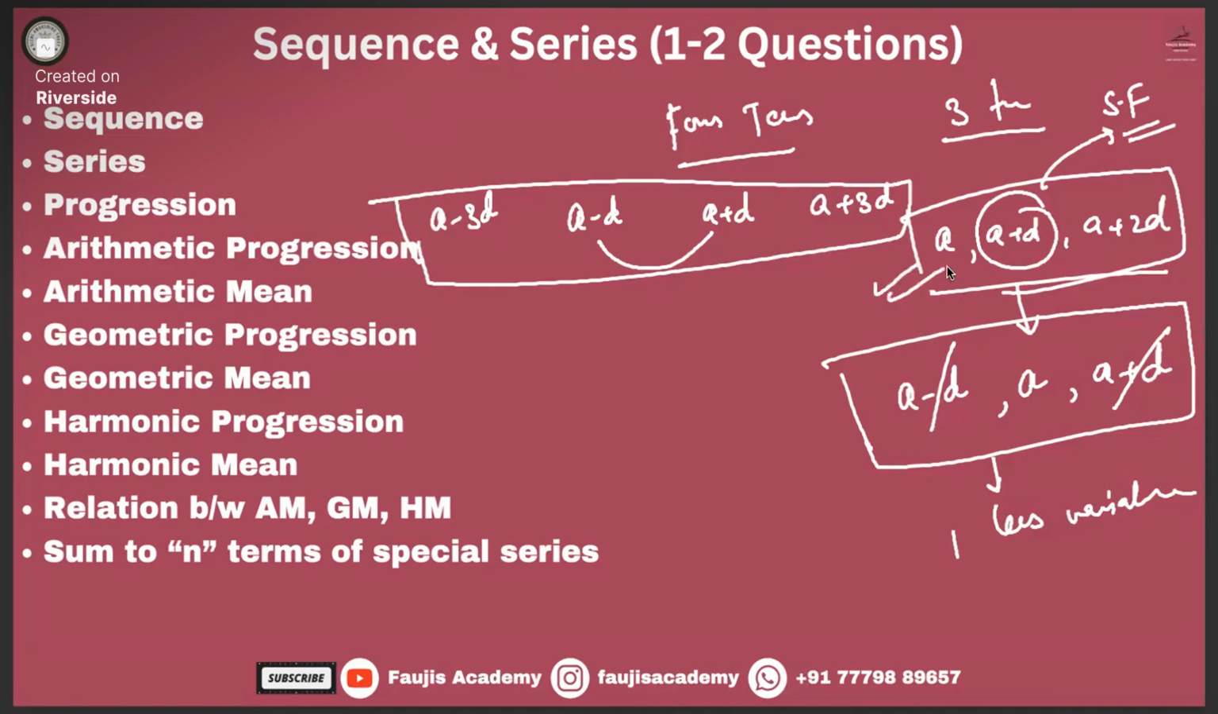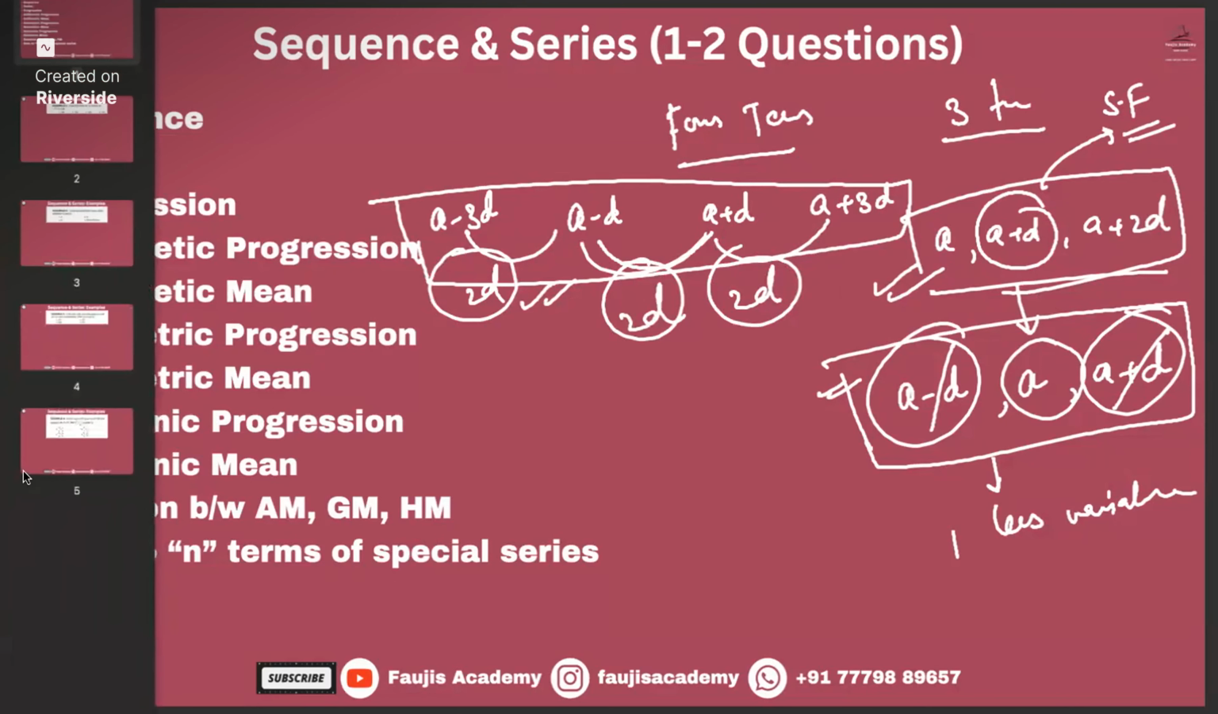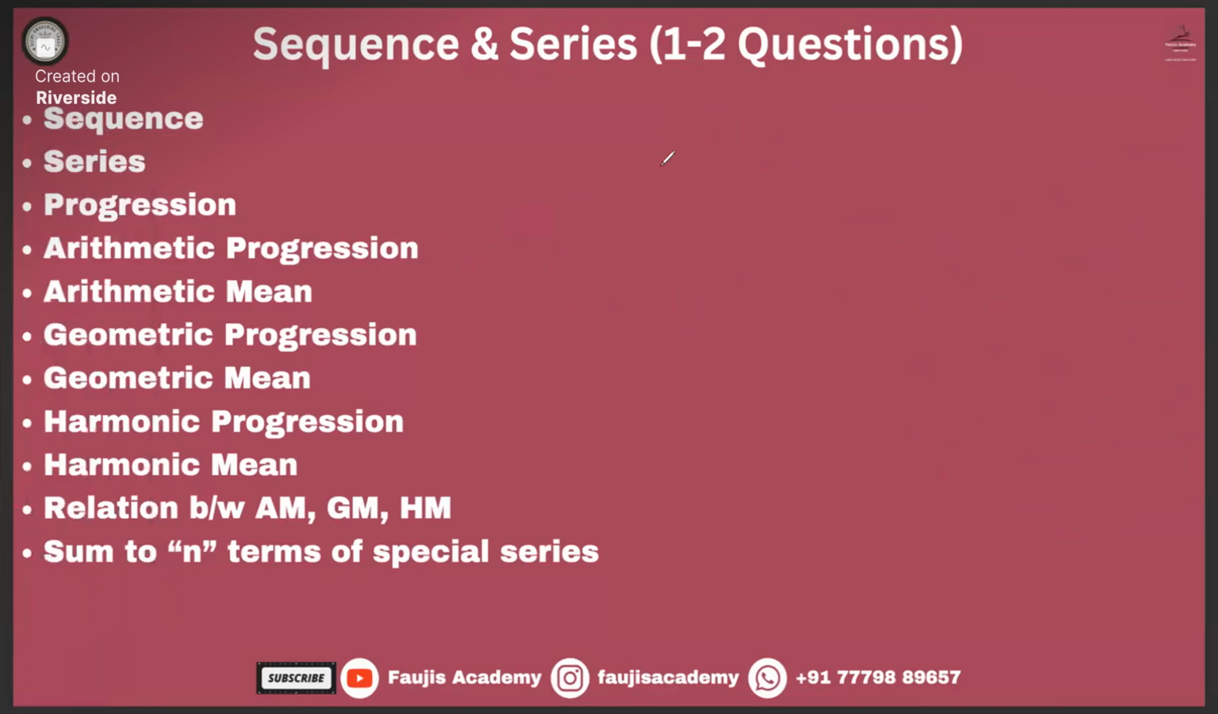This is the standard form of arithmetic progression, but you should also know this way as well. It's not there in your book. Just know that the arithmetic progression can also be represented in this form. The common difference is 2d. Over here also the common difference is 2d, right? Right, guys? Yes, sir.